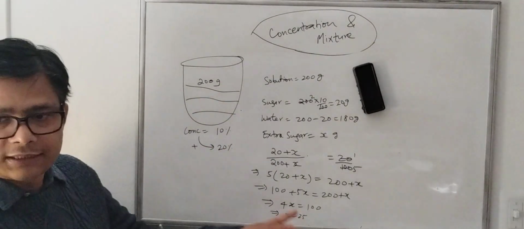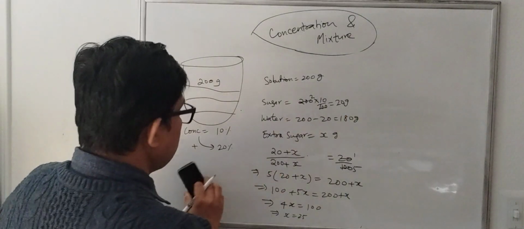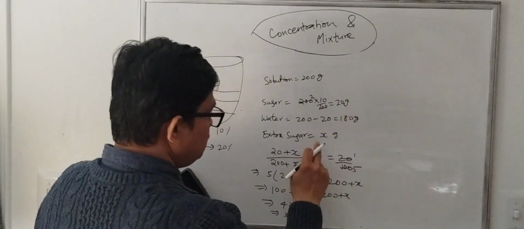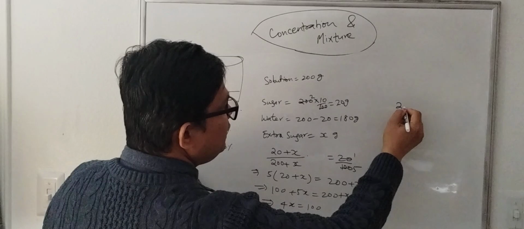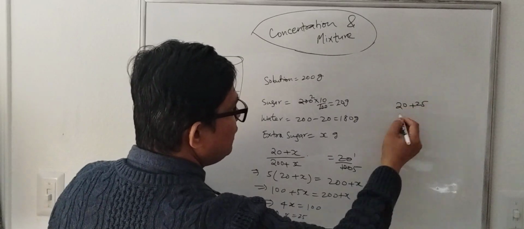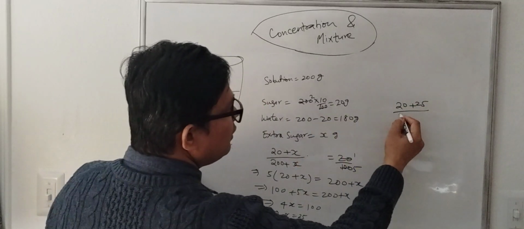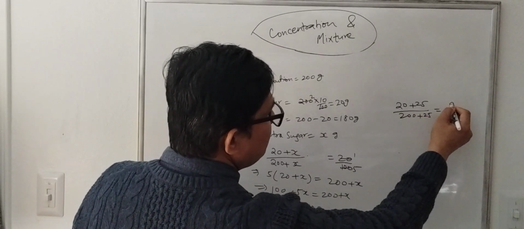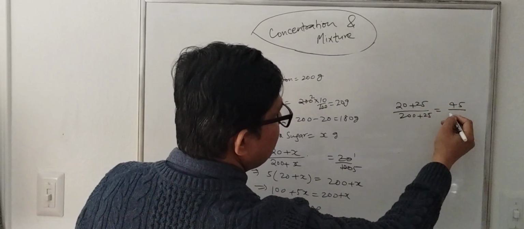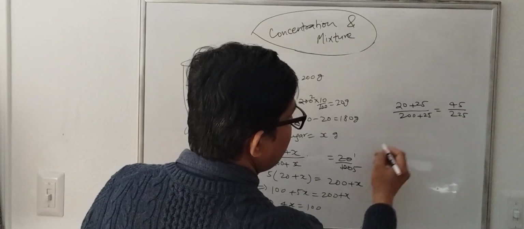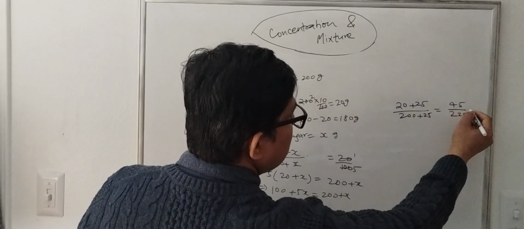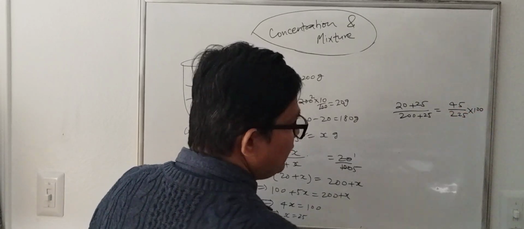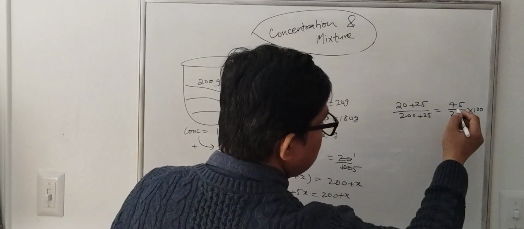Let's see if this answer is correct or not. Okay. So sugar will be how much? 20 plus extra 25 divided by 200 initial solution plus 25. Let's solve it. This became 45. This became 225. And then times 100, because I have to find the concentration. So let's see.